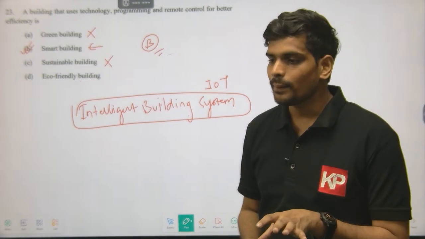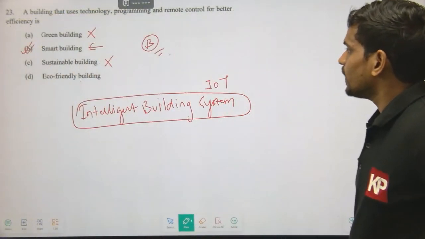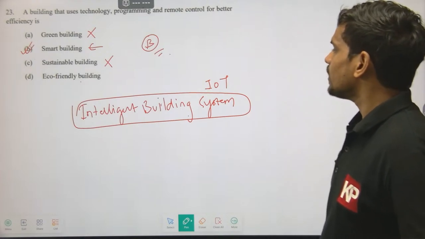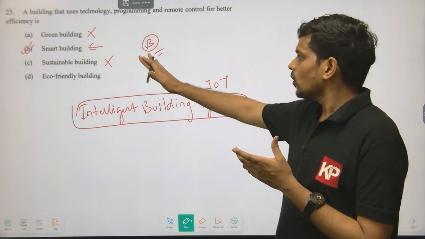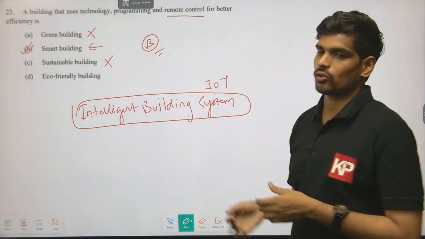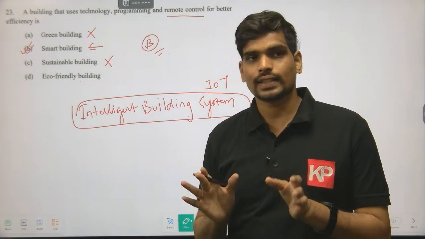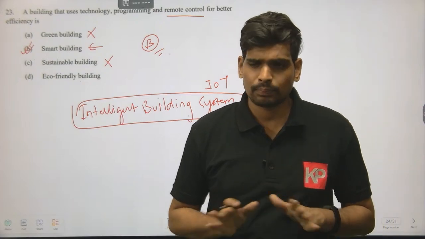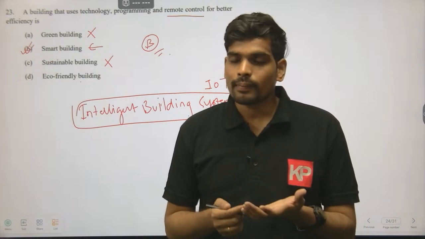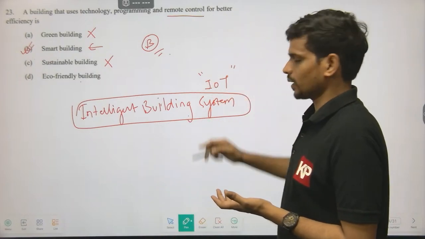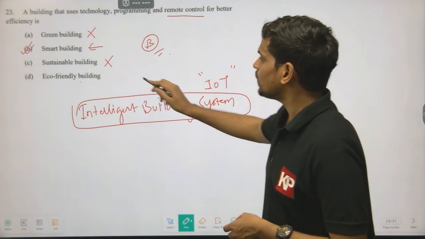So you need to know the basic difference between a smart building and an intelligent building system. The basic difference is, a smart building also has the capability of remote control. You can sit in your office and switch on the television or the air conditioner. For example, you're traveling from your office to home. It is peak summer. By the time you reach home, you want your room to be very cold. So you can open your mobile using the Internet of Things IoT concept and switch on the air conditioner. By the time you reach your home, it will be cool.